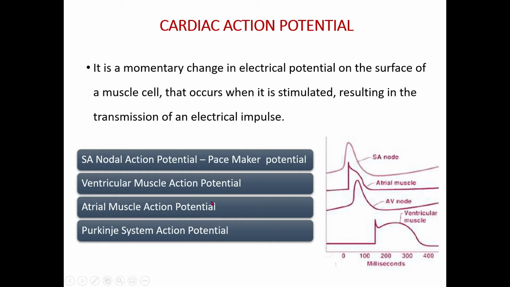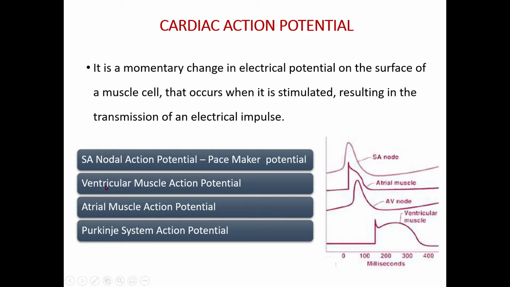And then we have the Purkinje system action potential. The Purkinje system goes from the atria to the ventricles, so that the action potential will travel from the atria towards the ventricles and then to the entire heart, so that whenever there is a need for contraction, the whole part will contract simultaneously. It means the atria will contract simultaneously and then the ventricles will contract simultaneously from both sides.